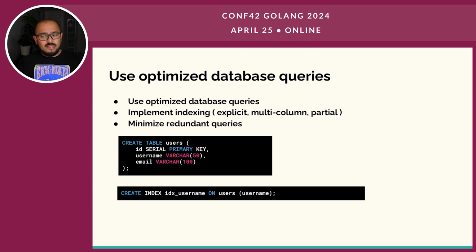And if you find the same column being requested a lot of the time, what we could do is implement indexing so that it is more efficient and optimized. The other thing that we could do is minimize redundant queries within our API as well.